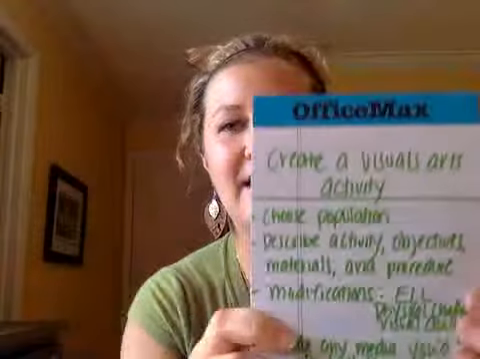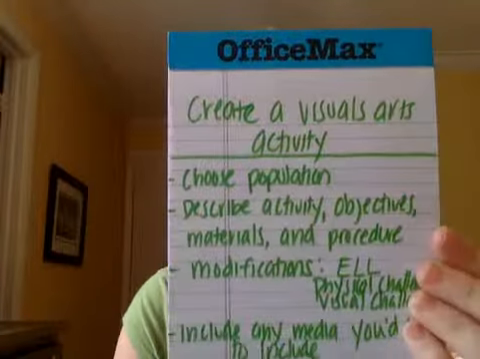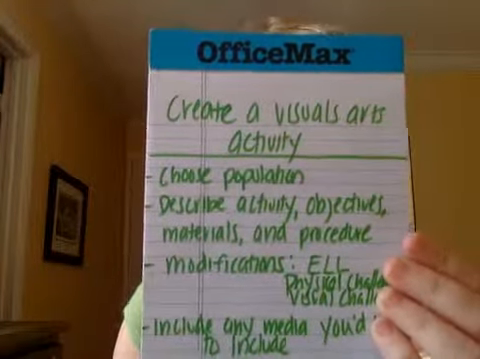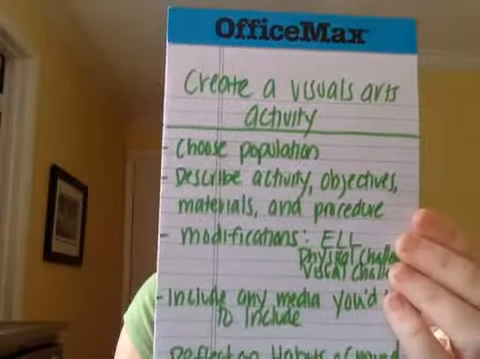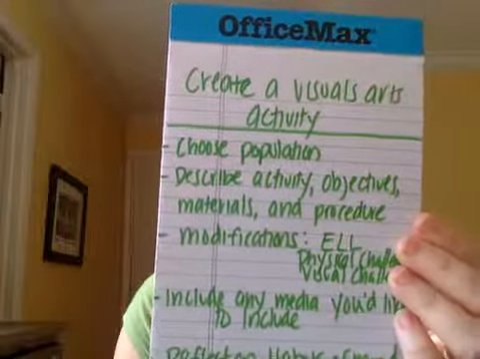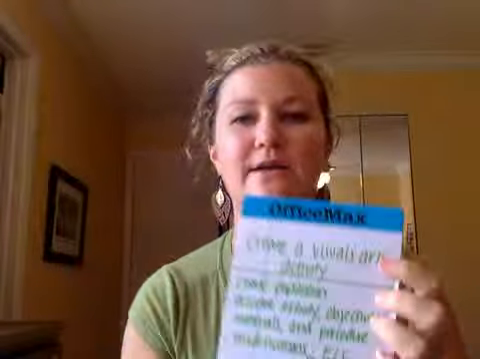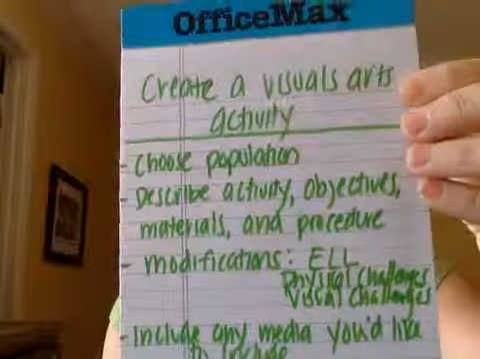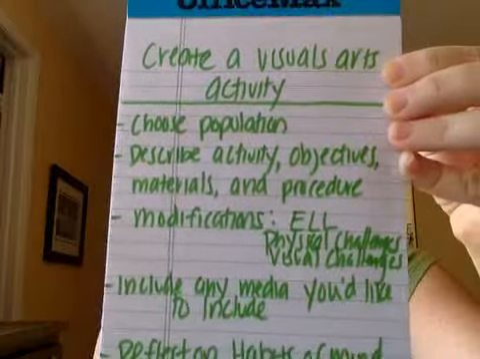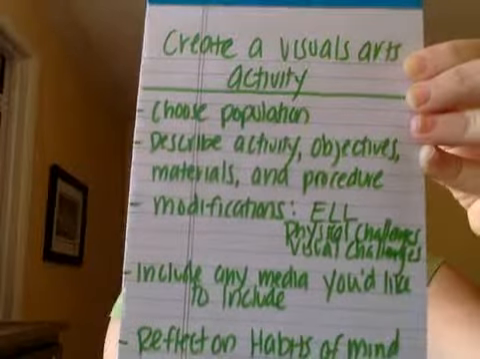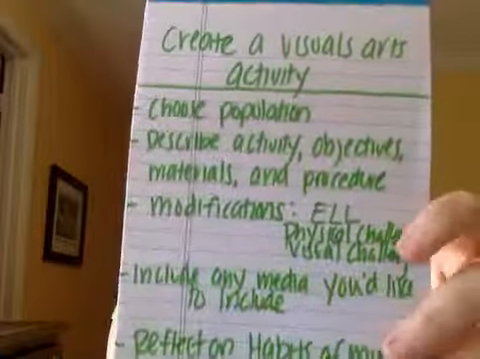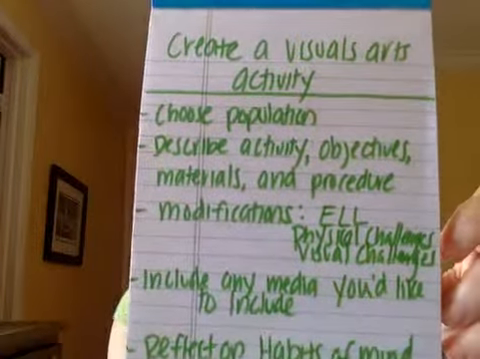So you're going to create a visual arts activity, and this is going to be for a certain population in early childhood, either infants, toddlers, preschool, or elementary school that's within early childhood. All right, so what you're going to do first is choose a population because your activity is going to be developmentally appropriate for the population that you choose. So choose a population and tell me what it is.